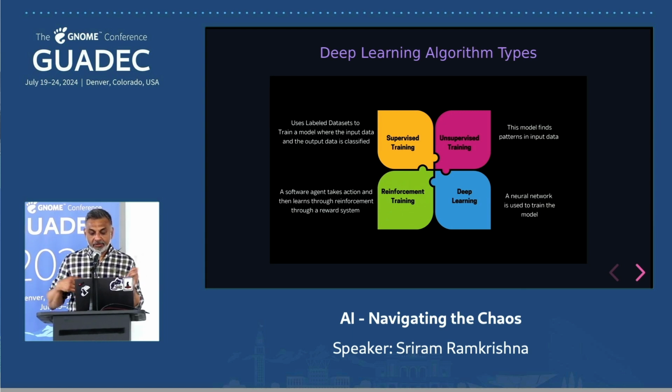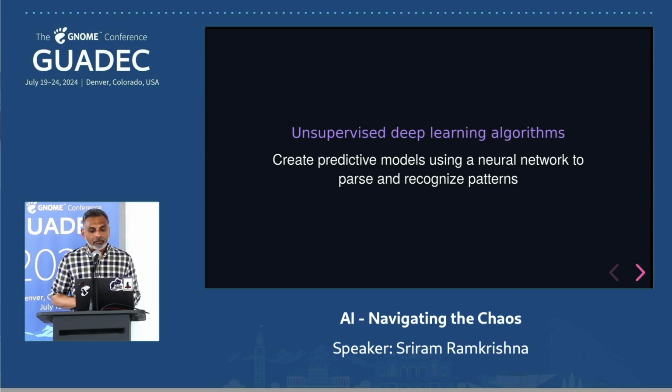And then deep learning, the word I was finally looking for, is neural networks. That's the deep learning part where you're mimicking how a brain looks at patterns, right? We're using neurons, artificial neurons, which are essentially using mathematical models for that. So unsupervised, again, I'm sort of repeating myself, is basically creating predictive models using neural networks to parse and recognize patterns. And if you nail it down to one word, it's just predictive modeling. It's just guessing with high probabilities.